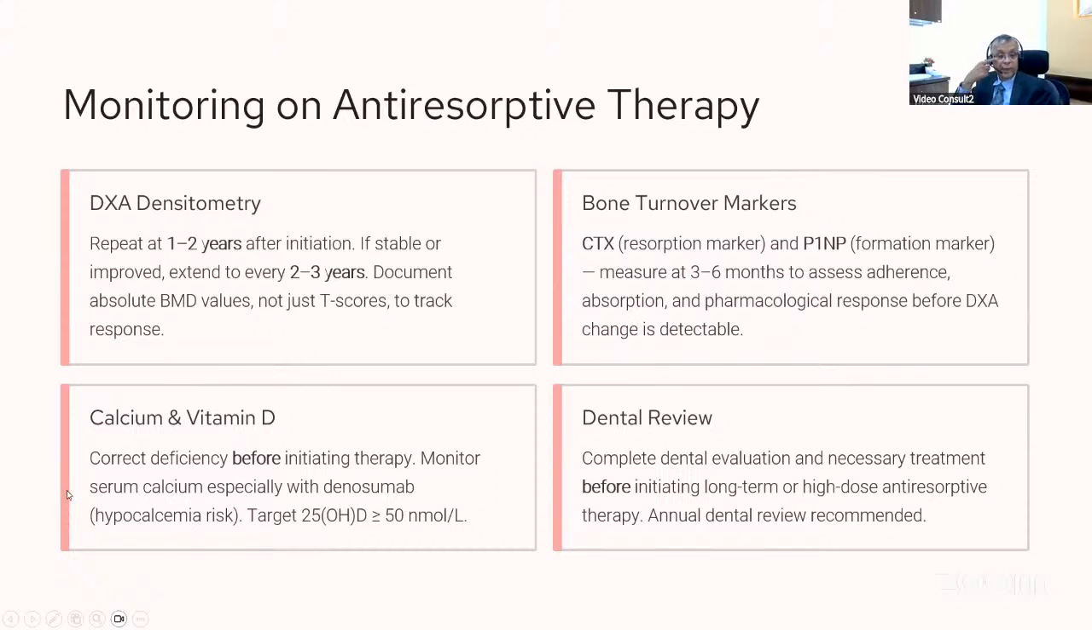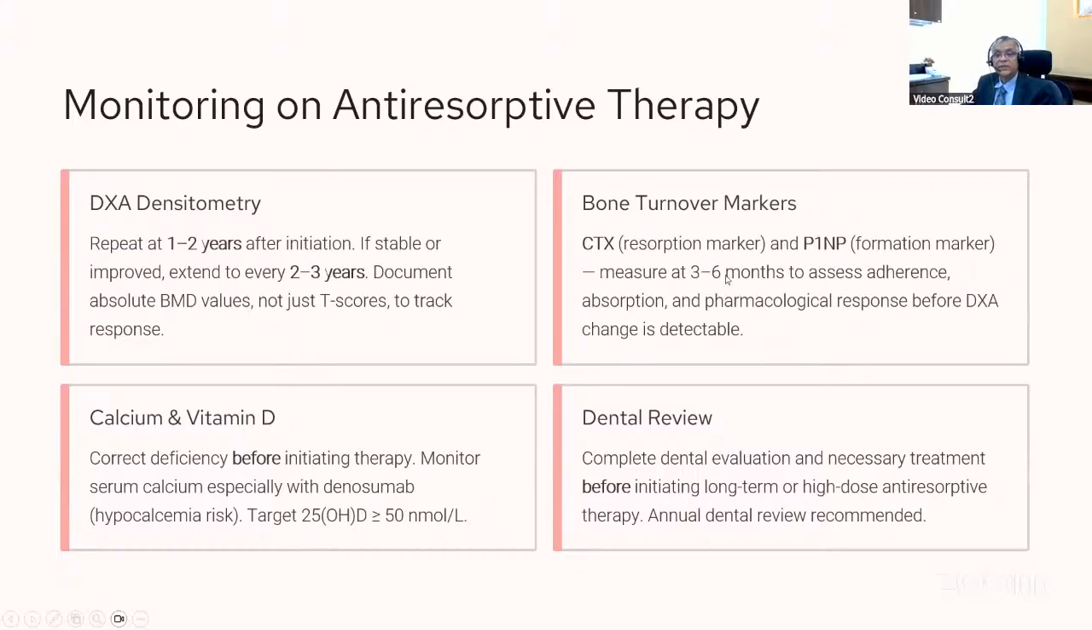Calcium and vitamin D, correct that before giving. In India, we have vitamin D deficiency and calcium deficiency, so it becomes imperative to give treatment along with that. Monitor serum calcium, especially when you're giving denosumab, and target a vitamin D of more than 30 nanograms. This is in nanomoles.